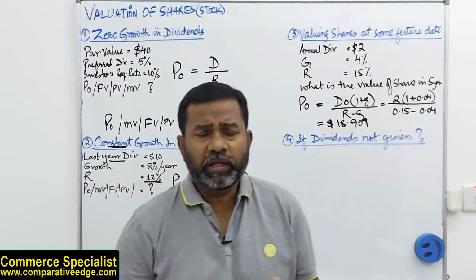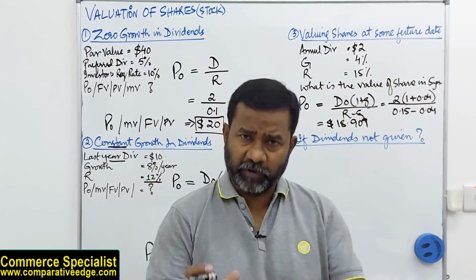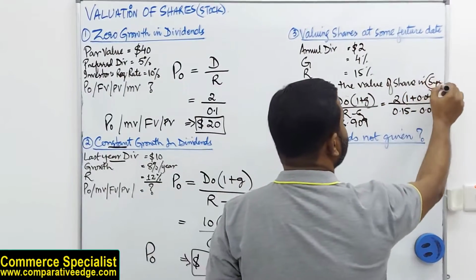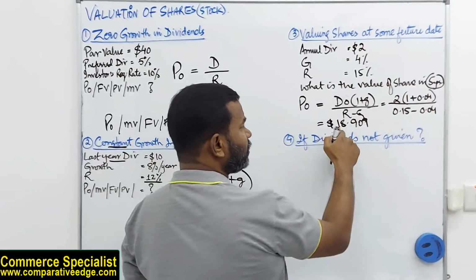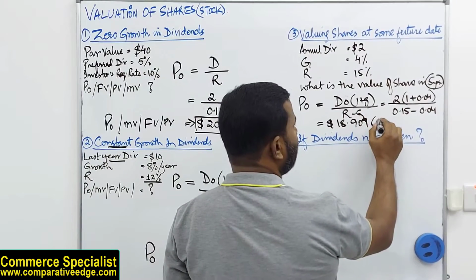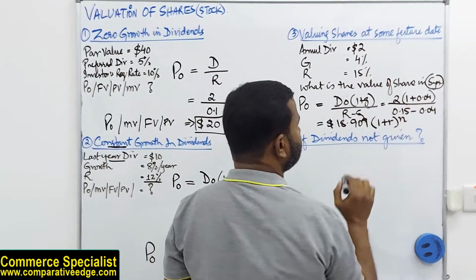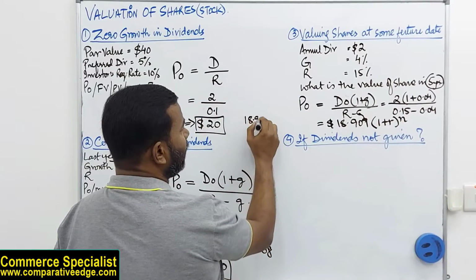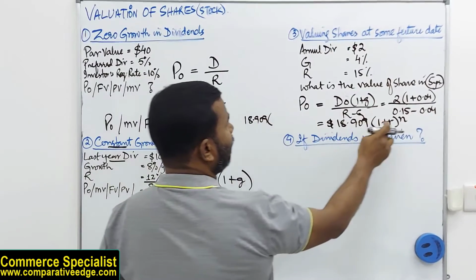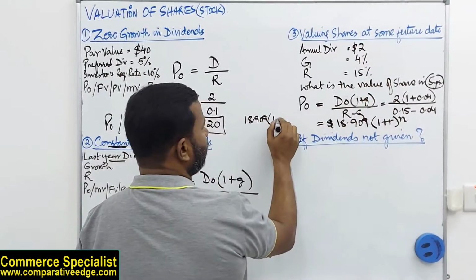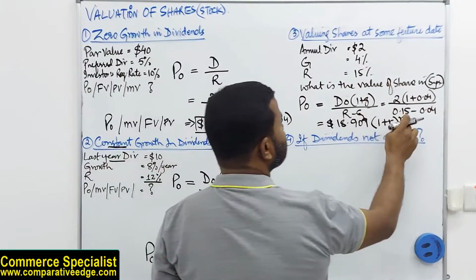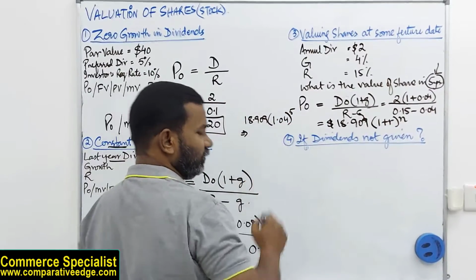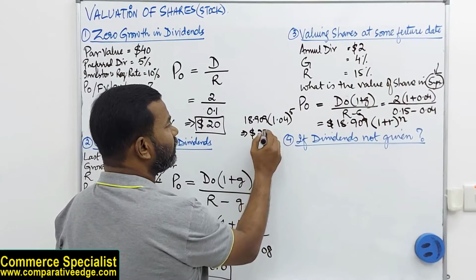Now this 18.909 is the share's value today, the fair value today if you buy. And we are interested to know what will be the share's price in 5 years. So what you can do is take this share value and multiply it by (1 plus g) to the power n. I don't have space here, so I'm just writing here: 18.909 into (1 plus g), where g is the growth rate, which is 4%, so it will be 1.04, to the power n, where n is the number of years. After how many years? 5 years. So you raise it to the power 5. When you solve this, you will get $23.